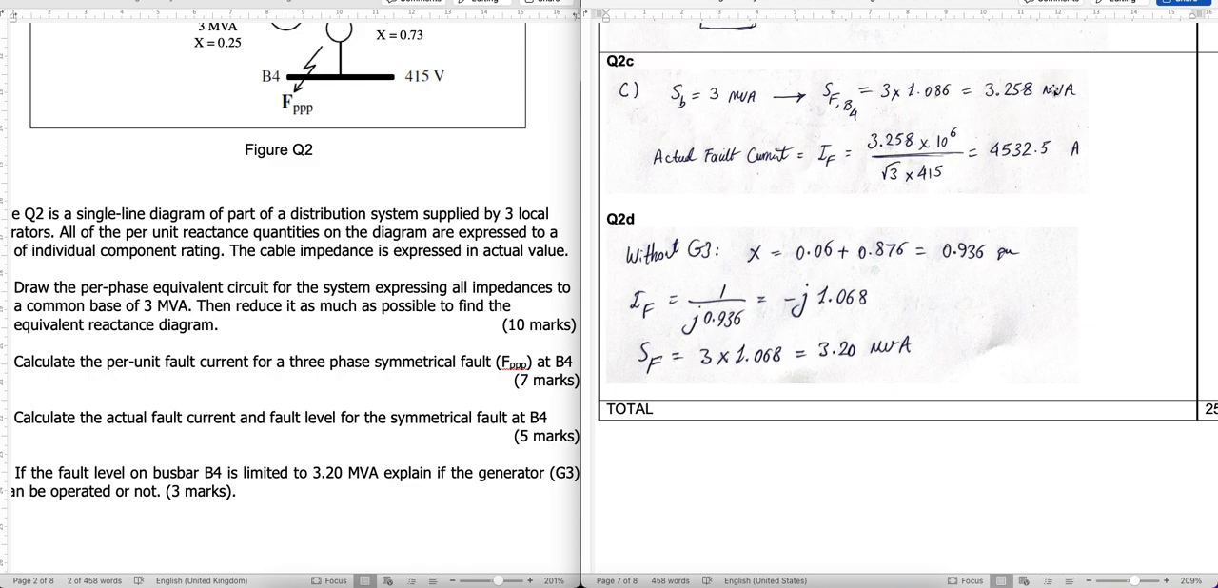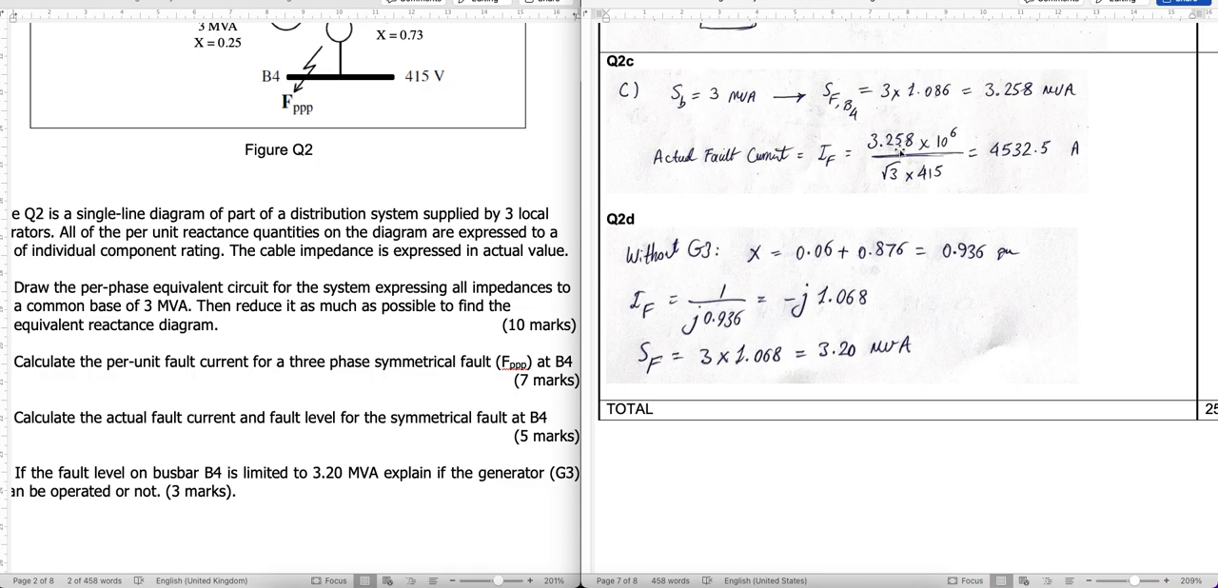Yeah, I'm using this S actually, but it's the same, because what you need to do here is multiply 3, which is your S, by the per unit IF. So basically you need to do 3 times 1.086. Instead of typing 3 times 1.086, as we already calculated this one here, I put it here.